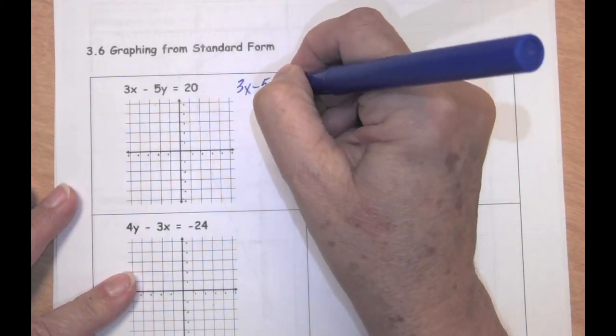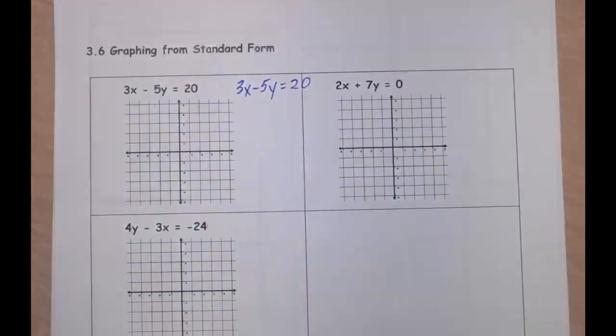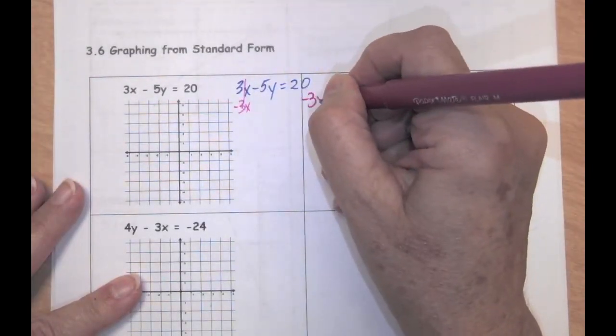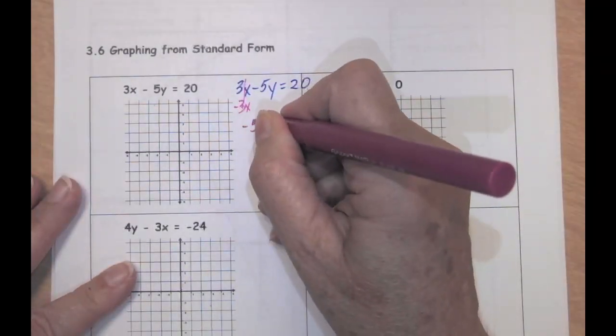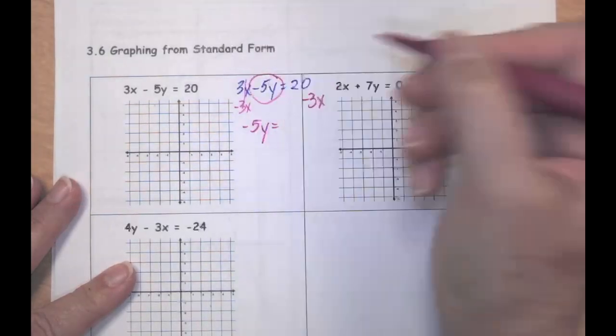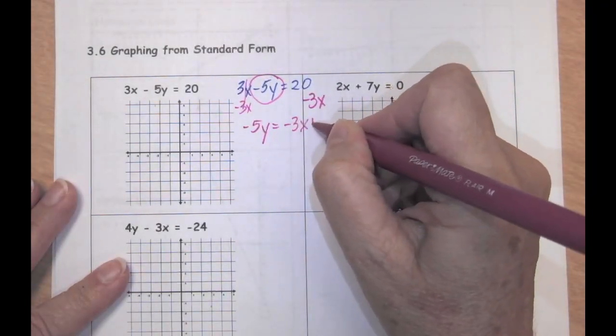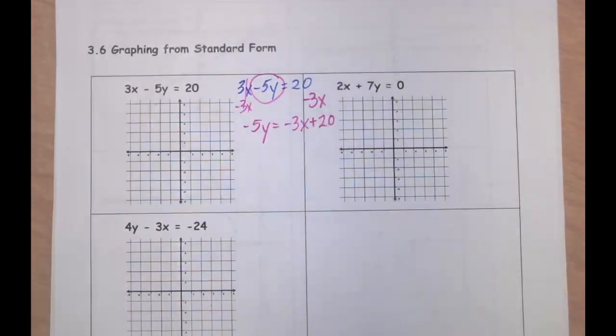So let's take the original equation and solve for y. To get y alone, we take away the 3x. Now don't forget your negative. Bring down your negative 5y. Let's just write the negative 3x in front. Since 20 is positive, it gets a plus sign. All we did was rearrange to make it in slope-intercept form.